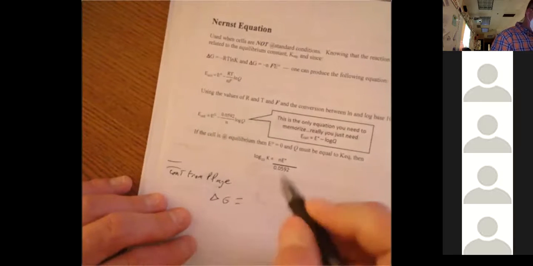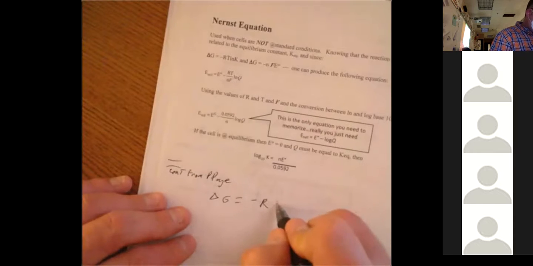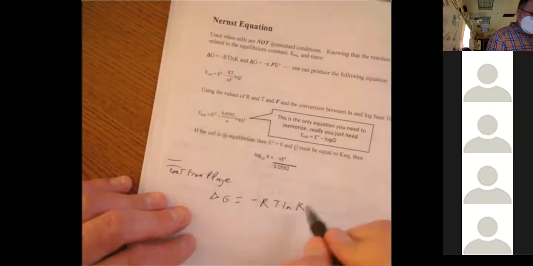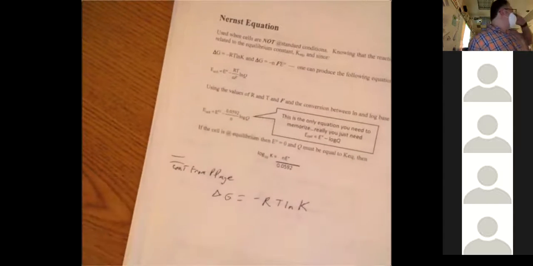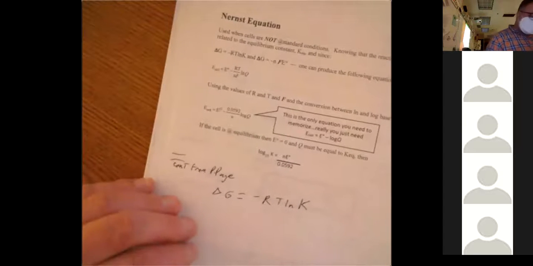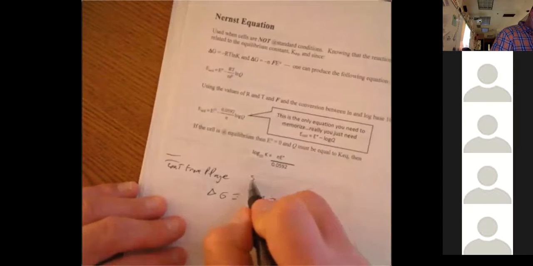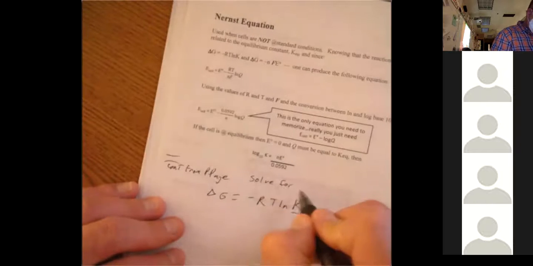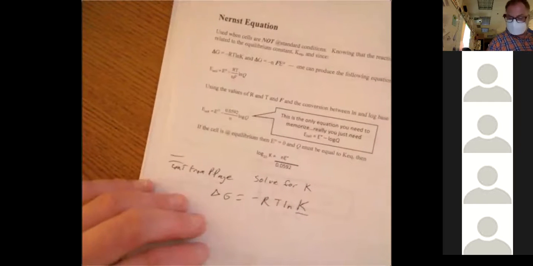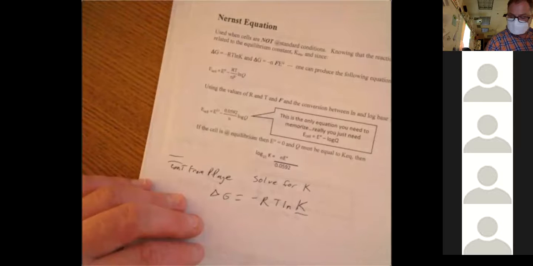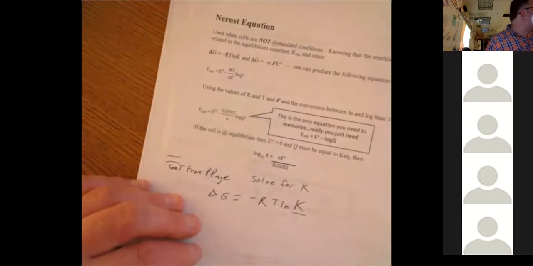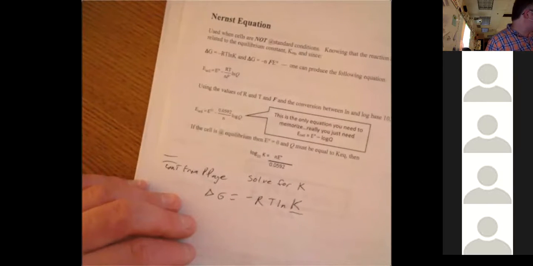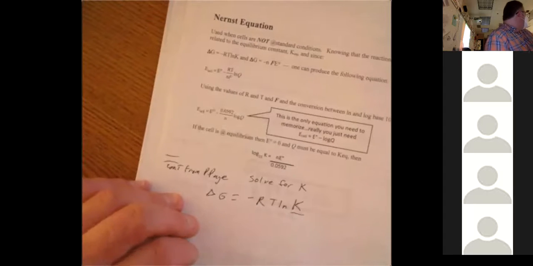So if we take a look, we have the formula from our thermo unit, actually our equilibrium unit, delta G equals negative RT natural log of K. So we want to solve for K. And what do we expect K to be here? Greater than 1 or less than 1? Is the forward reaction favored or not?